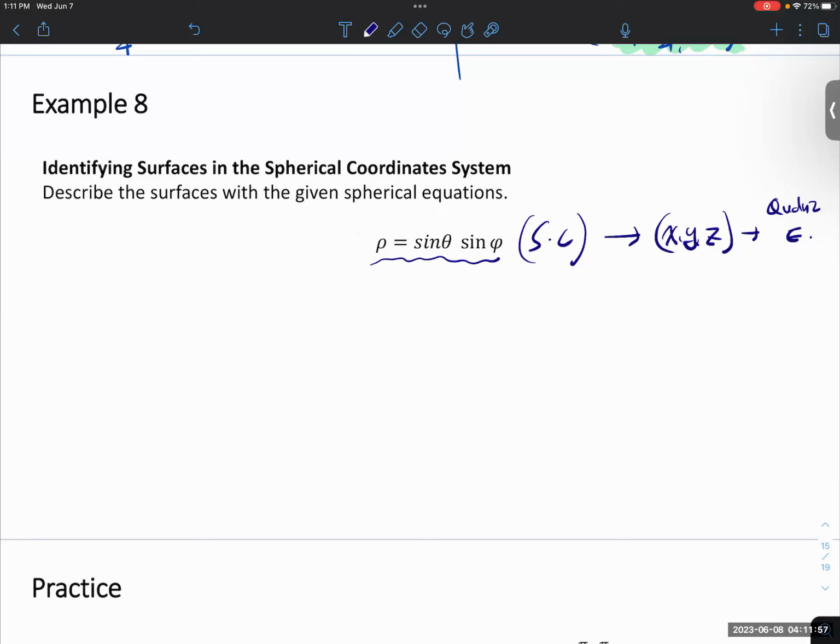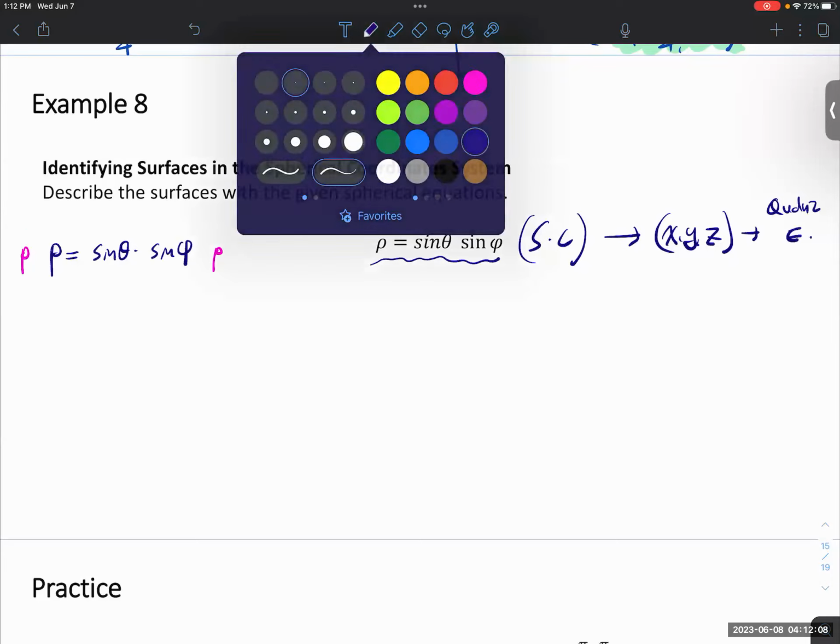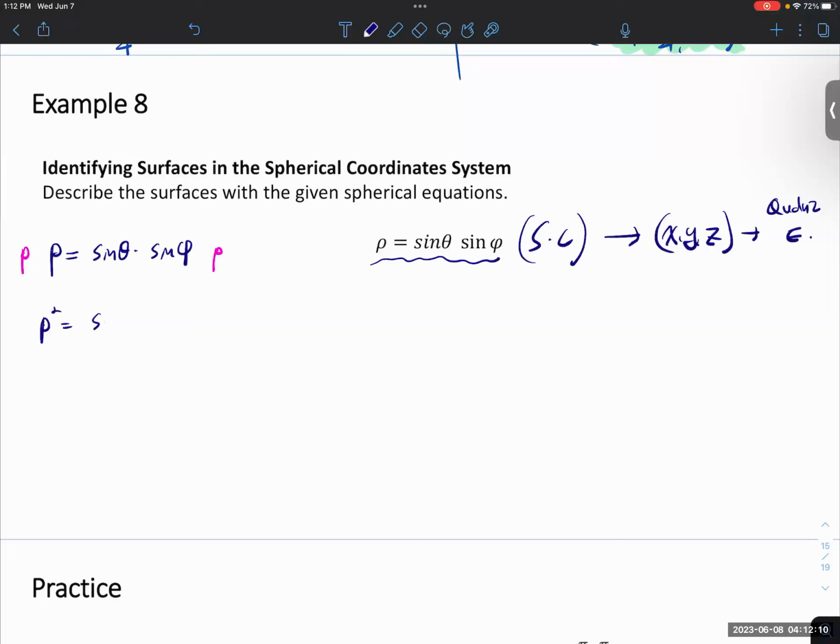So step by step, rho equals sine theta sine phi. I'm going to multiply rho on both sides, so you should get rho squared. I'm going to put the rho first: rho sine theta sine phi. And then what else do you know?